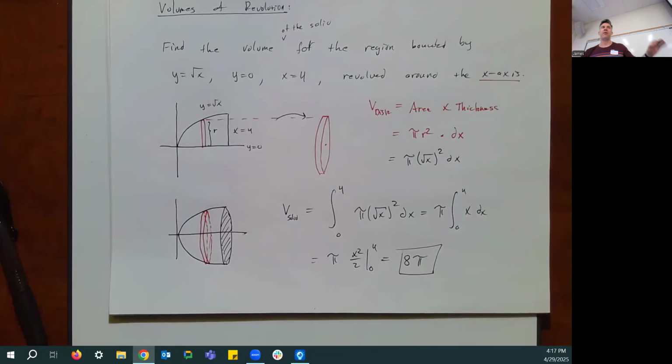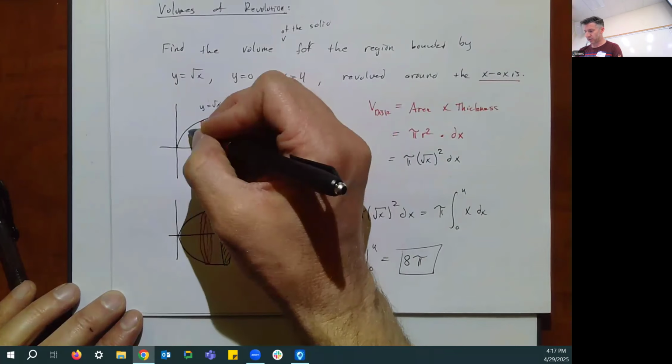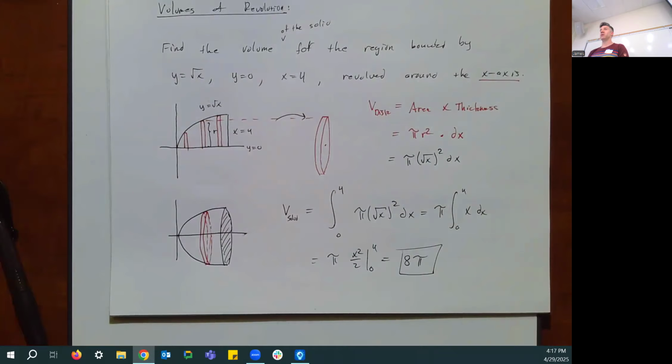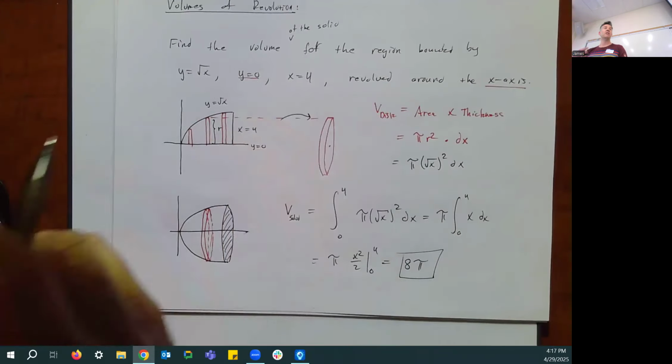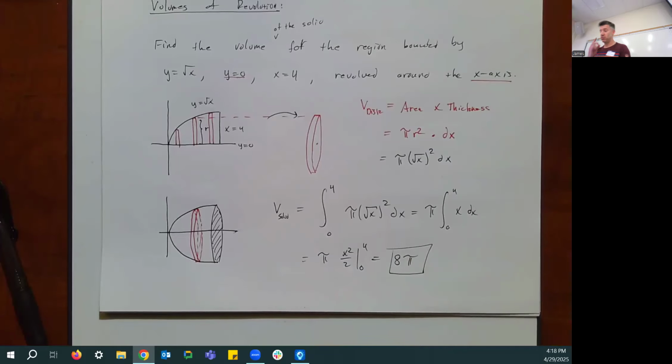So I would point out that we end up using the disk method when the region is flush with the axis of rotation. Or another way you could say that to yourself is when you draw a strip, no matter where you draw the vertical strip, it always touches the axis of rotation. Or another way to say that is the axis of rotation, in this case, the x-axis or the line y equals 0, is one of the boundaries of your region. We will now contrast that with something where that's not the case.